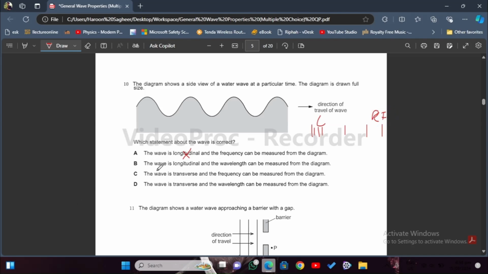Right, in option B, the wave is longitudinal. Certainly not. The wave is transverse and the frequency can be calculated from the diagram. No, we can't really measure the frequency here because we don't know where it was 1 second. If you remember the definition of frequency, those are number of waves per second. Since we don't know where the 1 second is, we can't really calculate frequency. However, the wave is transverse and wavelength can be measured from the diagram. This option is correct. Because if you see, this diagram has a full scale size. So if you have a scale, you can basically measure the distance, which is the wavelength. Or you can measure this distance alternatively to find the wavelength of a wave.